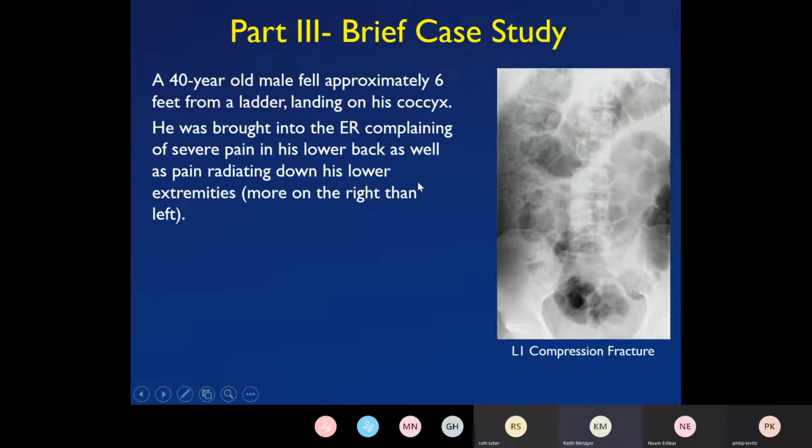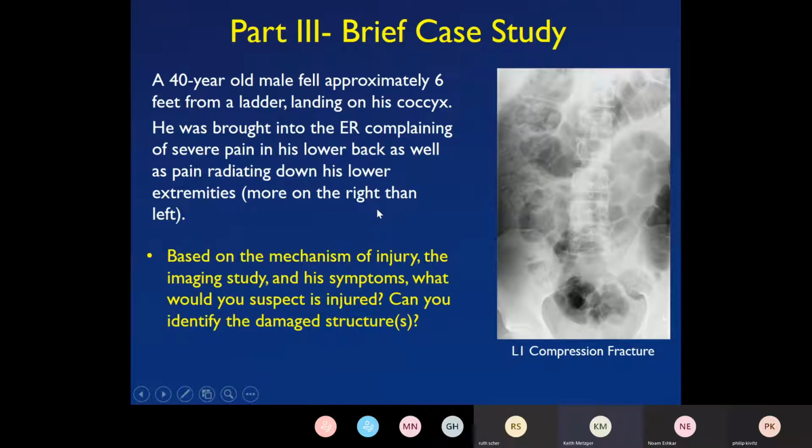A 40-year-old man fell approximately 6 feet from a ladder, landing on his coccyx. He was brought into the ER complaining of severe pain in his lower back, as well as pain radiating down his lower extremities, more on the right than the left. And then a very simple question. Based on the mechanism of injury, the imaging study, and his symptoms, what would you suspect is injured?